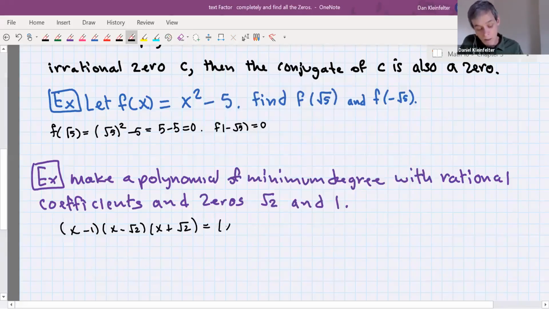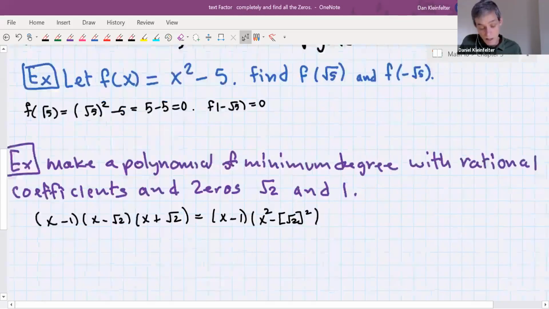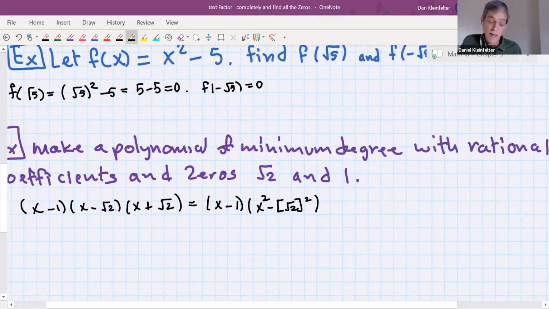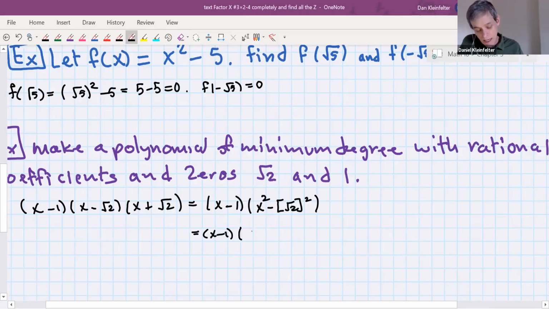Okay, so let's go ahead and multiply that out. So I'll have x minus 1, I'll do that later. The x minus root 2 times x plus root 2 will come next. So we have x squared minus the square root of 2 squared. That was the difference of squares formula I'd used right here. We have a pair of conjugate binomials, x minus something and x plus something. Multiplying that out together, we get x squared minus that square root of 2 squared. Okay, so now that will give us x minus 1 and x squared minus 2.